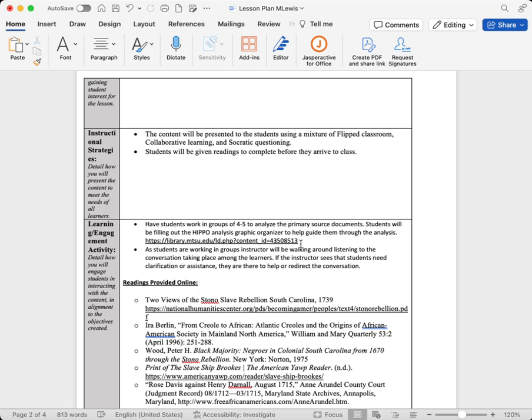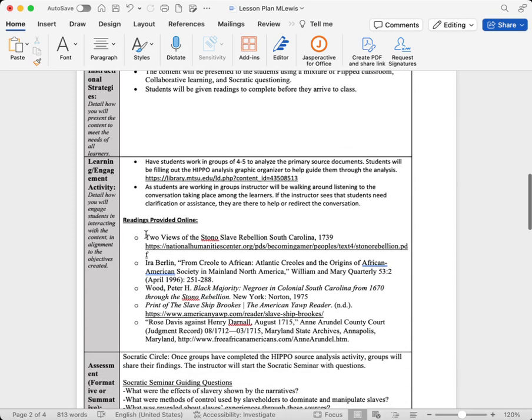As students are working in groups, the instructor should be walking around listening to the conversations taking place amongst the learners. The instructor doesn't really have to interject all too often unless they see that students need clarification or assistance. And so they're there if they need help or if they need redirection in the conversation. The readings that they are analyzing are highlighted right here in purple. We do have 5 sources that they are analyzing.